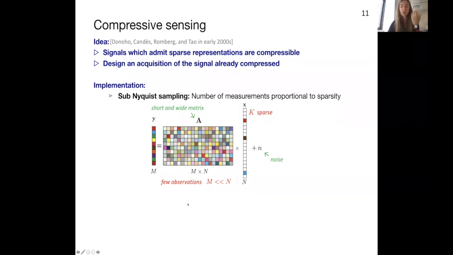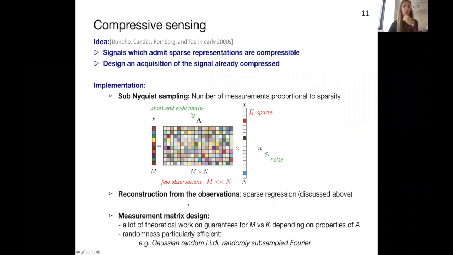And of course, now the question is about the reconstruction, which will be using the same ideas as before for the sparse regression. But we need to put some effort to design a measurement matrix, which is this matrix A, that will provide an efficient reconstruction, because it's of course not possible for all of them. And there are a lot of theoretical works to give guarantees for the minimal number of measurements M as a function of the level of sparsity and the different properties of the matrix A. But without entering those details, I think the important idea is that randomness is particularly efficient.